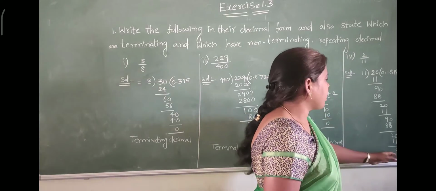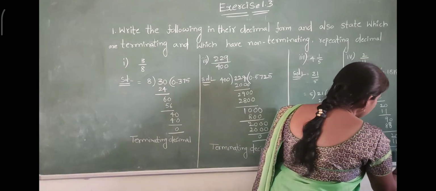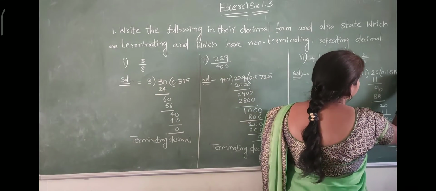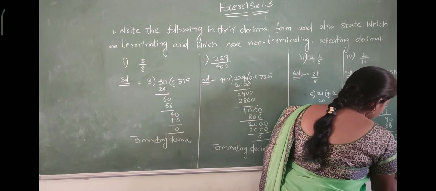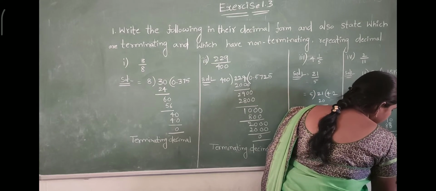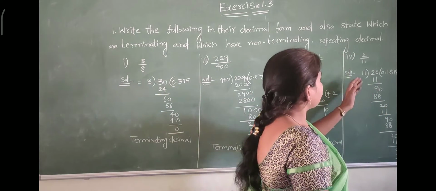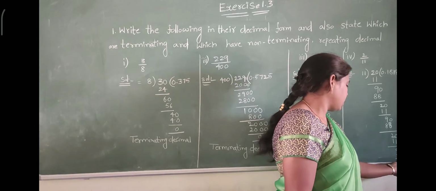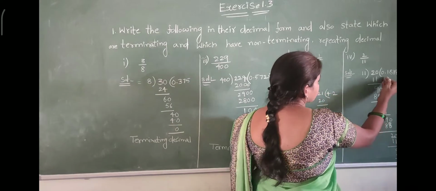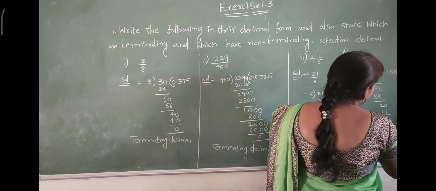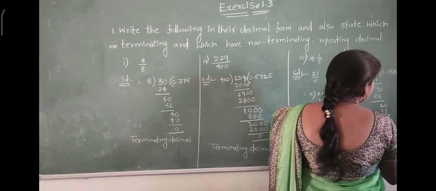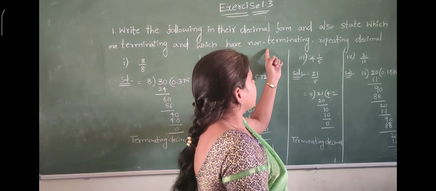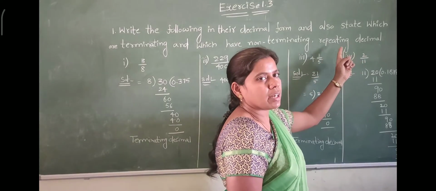Again, we can't divide 9 by 11. That's why you have to keep 0. Again, you have to recall the table. 11 eights 88. What we get here? 2. If you observe this one, we can't get 0 as remainder. And if you observe this quotient, 0.1818, like that, this is repeating. That's why this is a non-terminating repeating decimal.